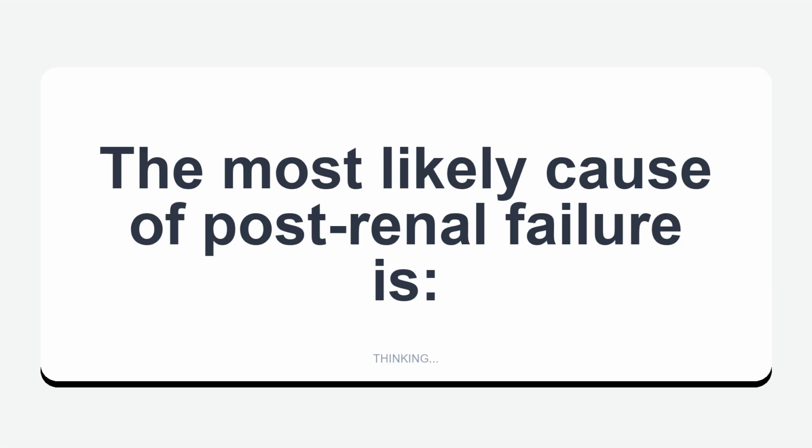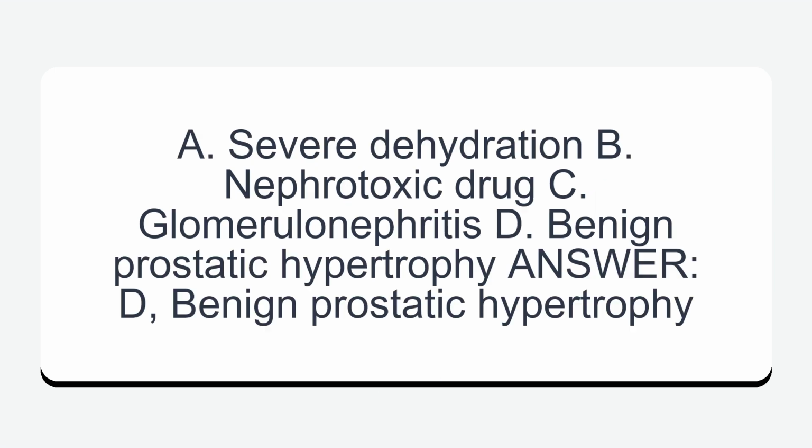The most likely cause of postrenal failure is: A. Severe dehydration. B. Nephrotoxic drugs. C. Glomerulonephritis. D. Benign prostatic hypertrophy. Answer: D. Benign prostatic hypertrophy.